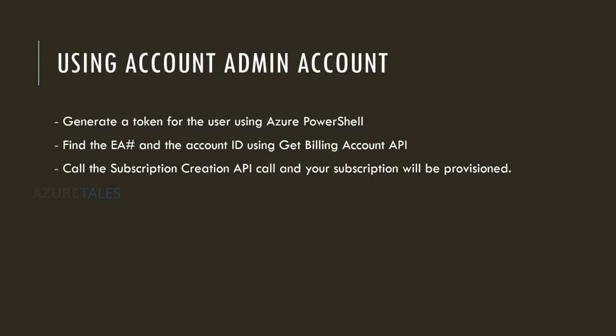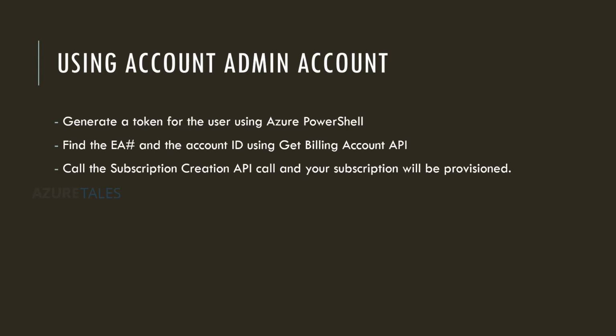So the first thing, using account admin, like I said, it's a pretty straightforward process. You have to generate a token from Azure PowerShell. So there's a command for that, Get-AzAccessToken. That's the command. So once you're logged into PowerShell, you can simply run that command and it will return you the bearer token that can be used in your API calls.